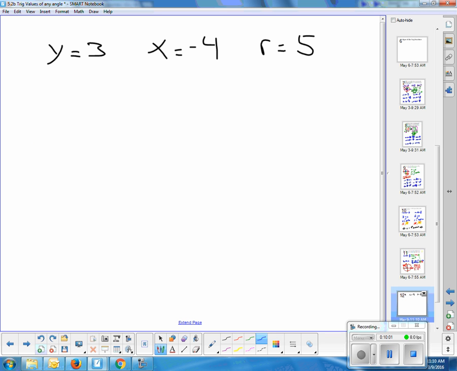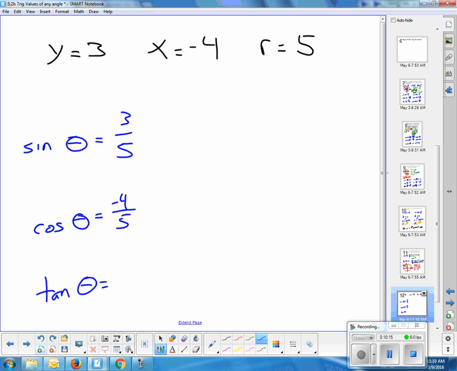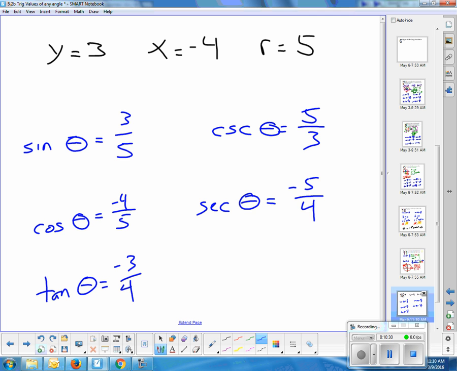Now I just apply the trig function definitions. Sine of theta is going to be 3/5. That's what we were given. Cosine of theta is -4/5. Tangent of theta, defined as y over x, would be -3/4. Cosecant of theta is the reciprocal of sine. Secant of theta is the reciprocal of cosine. And cotangent of theta is the reciprocal of tangent.